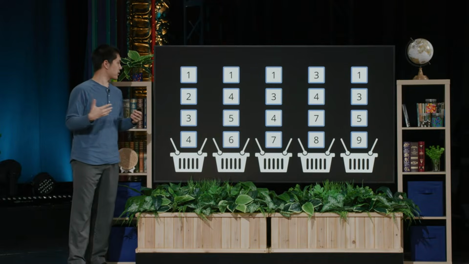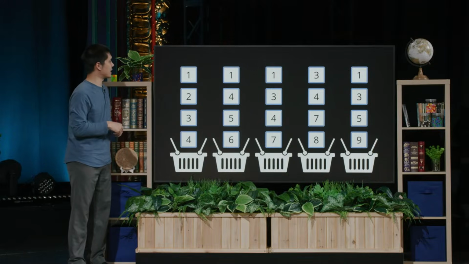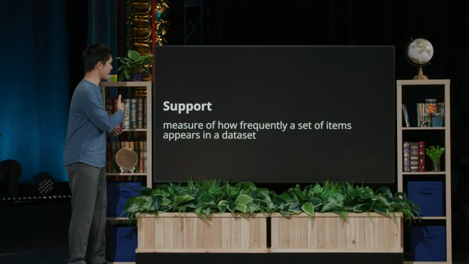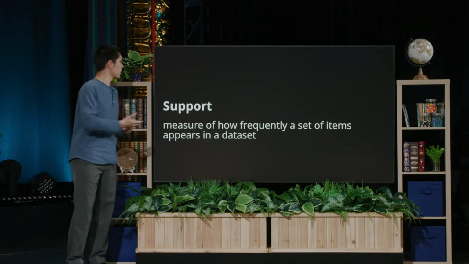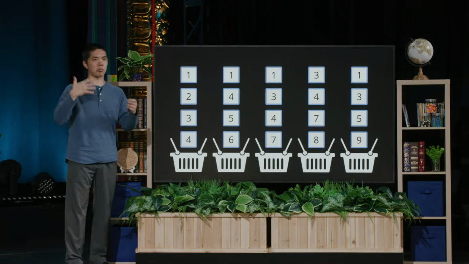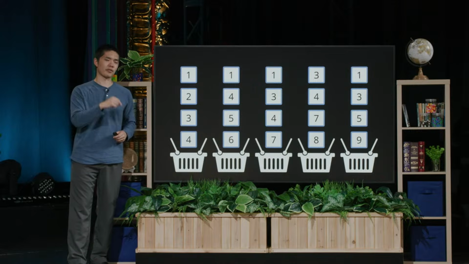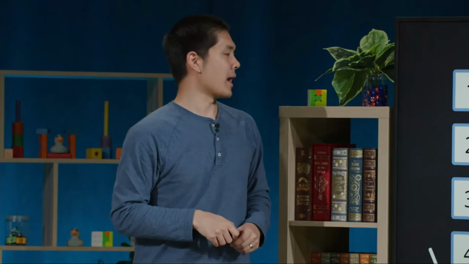And so what we might be interested in doing is measuring how frequently a set of items appears inside of this data set. And we call that the support of an item set. The support is a measure of how often this set of items happens to appear. So we'll go back to our data and try to measure the support of some items. Imagine that I wanted to measure the support of item number 1, for example. I want to know how frequently do shoppers buy item number 1?